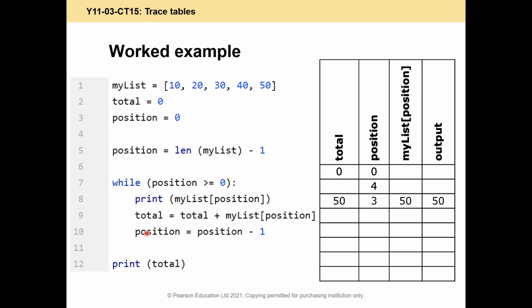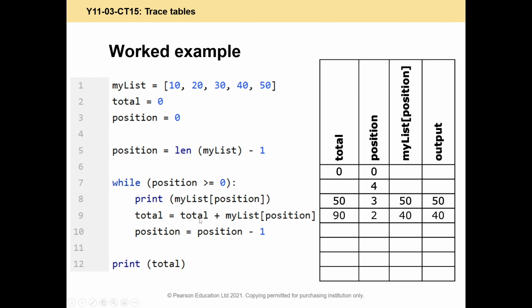And then we update the position. So position equals position minus 1. That decreases down there. Then we go back round the loop. So the next time round the while loop, we want to display the value at position. So the value at position is now, okay, what's position? Position is 3, 40. So we display that one.